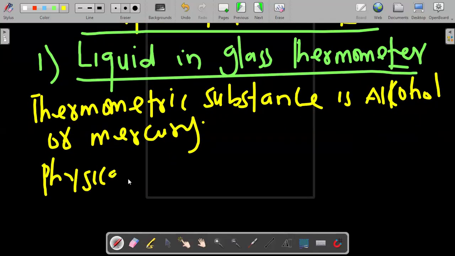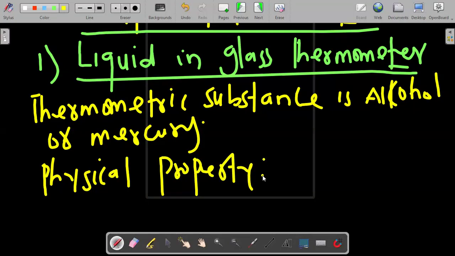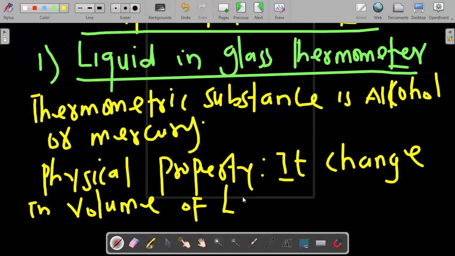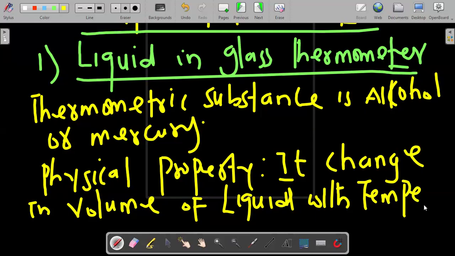The physical property is the change in volume of the liquid with temperature.